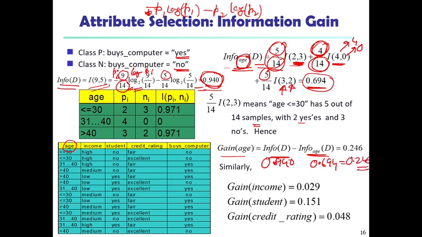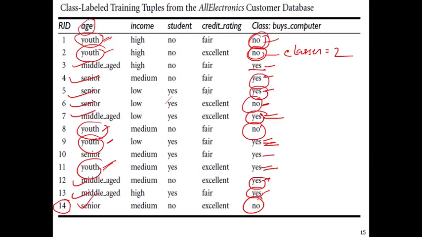This is 0.246. Similarly, information gain you also have to calculate for income, because income is the next attribute. Also you have to calculate for student, and for credit rating. You don't have to calculate for the binary buys computer, because this is the target attribute. So all information gains you have calculated, and out of those, we have seen that the maximum information gain is for the first attribute, age.